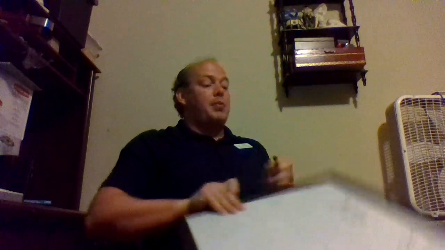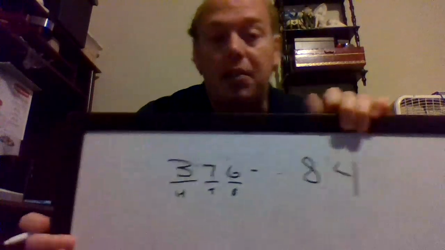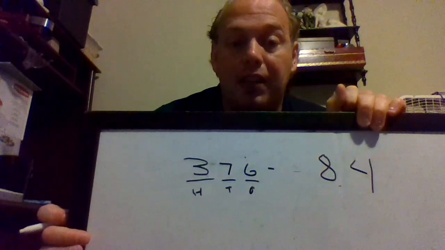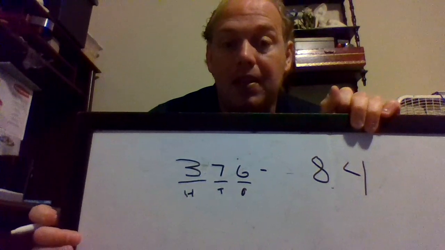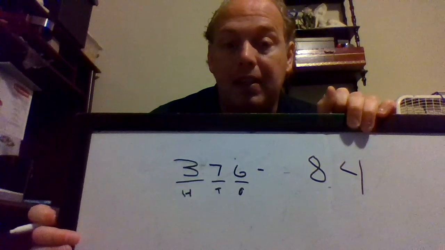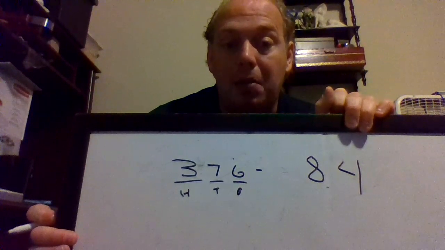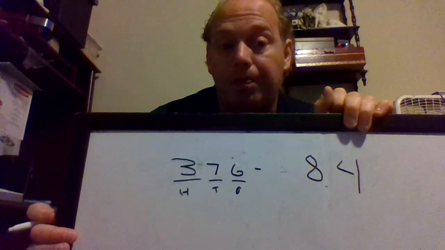Okay. So we're going to label our place value. The 3 is in the hundreds. The 7 is in the tens. And the 6 is in the ones. So we label that with the O. So as you can see here, we've got the hundreds labeled with an H. The tens labeled with a T. And the ones labeled with an O.